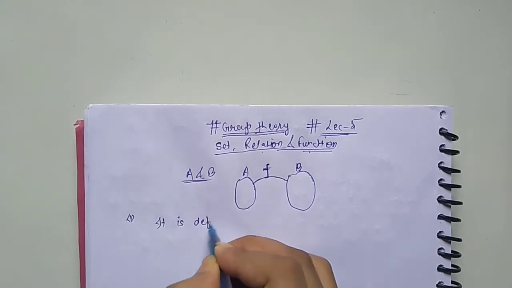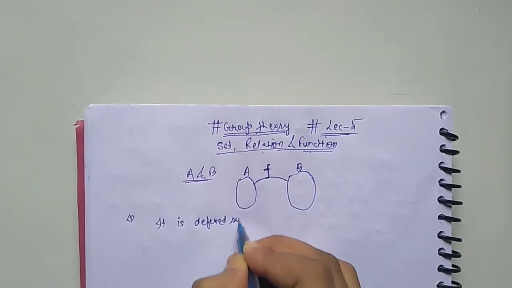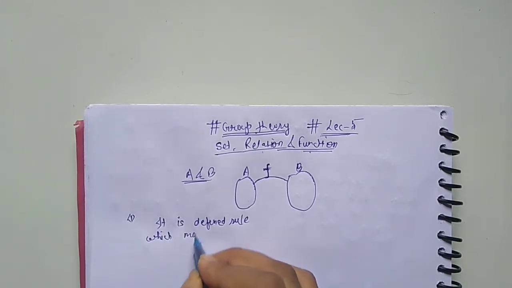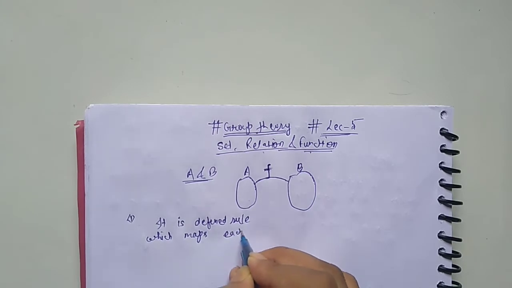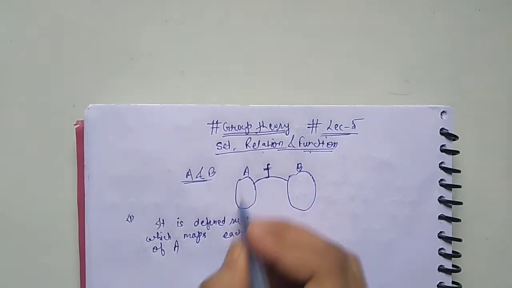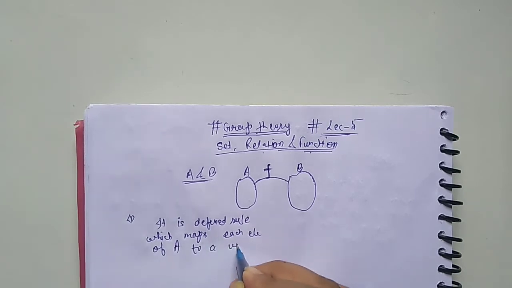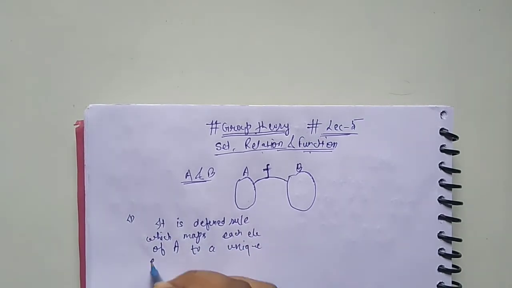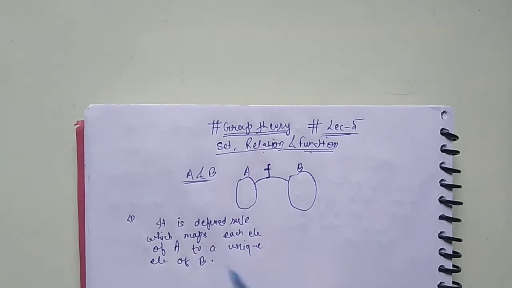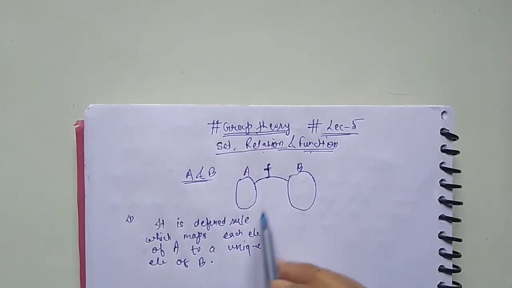It is a defined rule which maps each element of set A to a unique element of set B. Then this map F will be called a function from A to B.